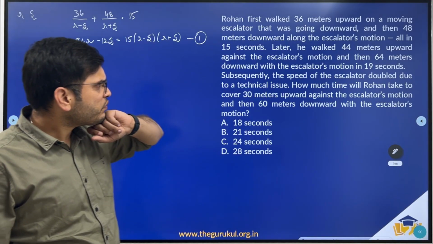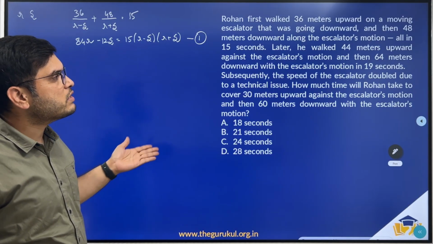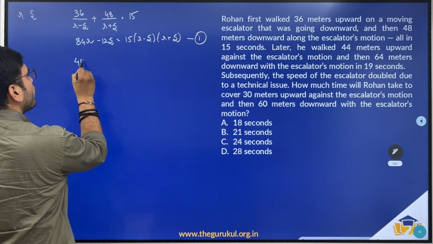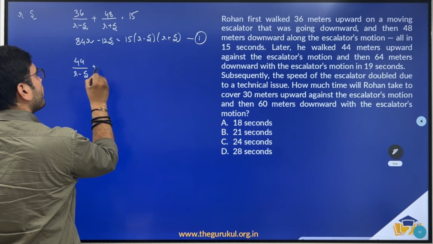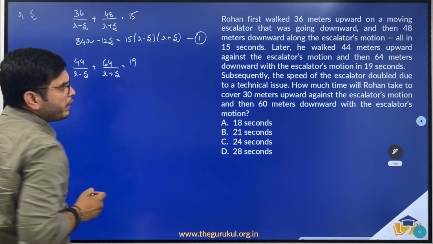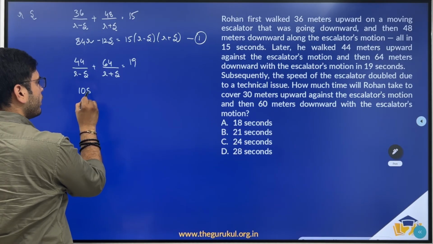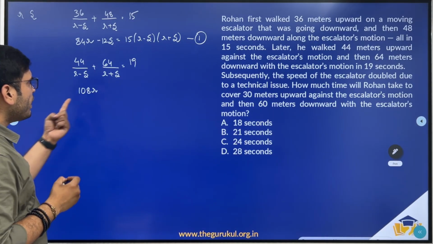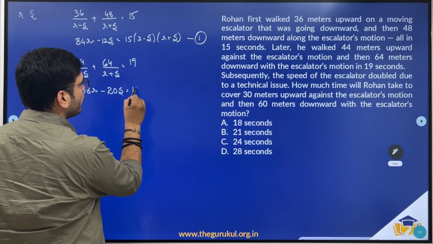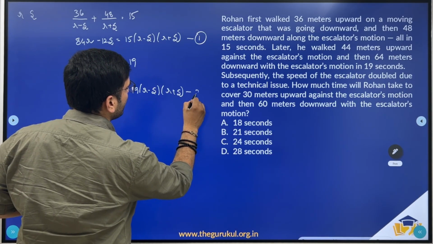Now similarly, in the second case, he walked 44 meters upward against the escalator's motion and then 64 meters downward with the escalator's motion. So the same, 44 by r minus s plus 64 by r plus s. Now he took 19 seconds. Now 44 plus 64, 108r, minus 64 plus 44 minus 20s is equal to 19 into r minus s into r plus s. Now let this be equation 2.